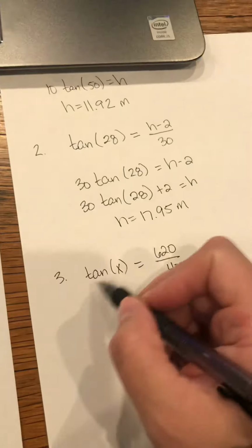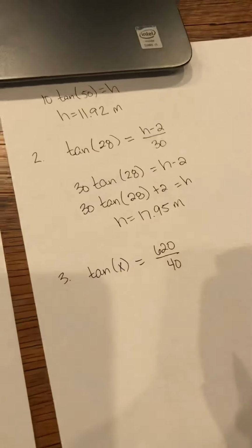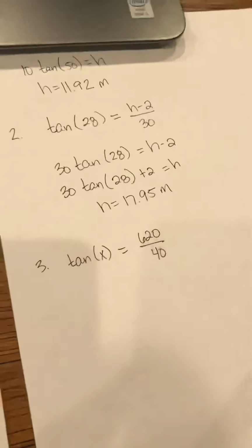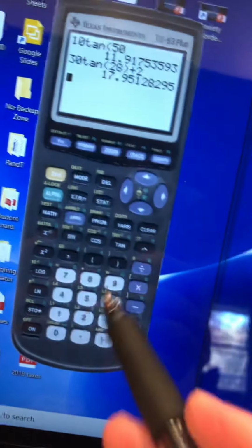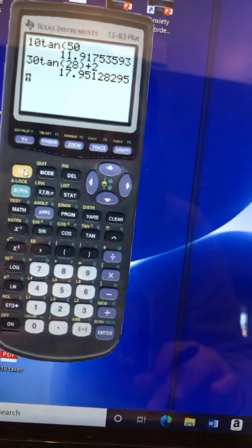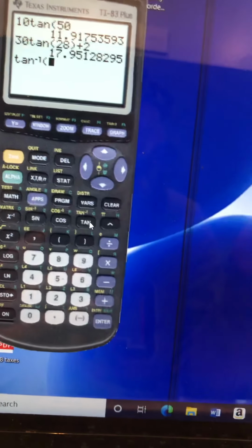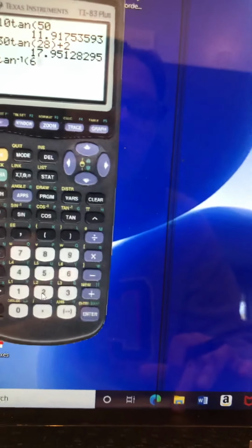Okay, now to get rid of the tangent, you can't divide by the tangent, you have to do the inverse tangent. So X is the inverse tangent, which you use just by doing second tan on your calculator. So if you look over here on the calculator, you'll see inverses. So we want to hit second tangent for inverse tangent of 620 divided by 40.